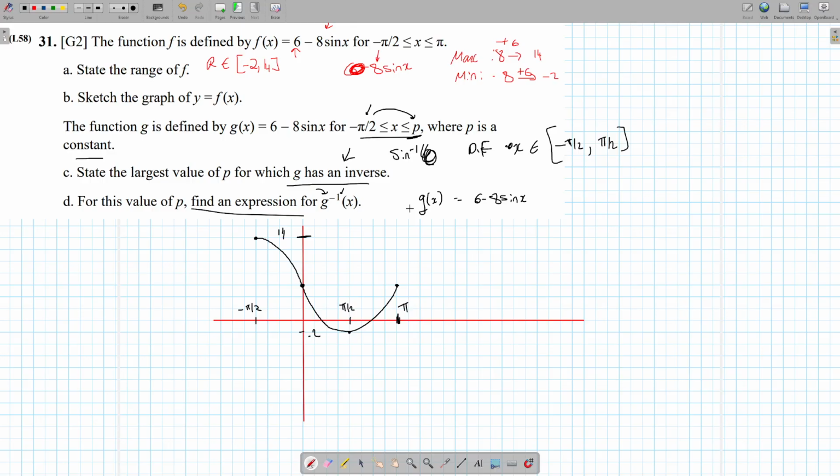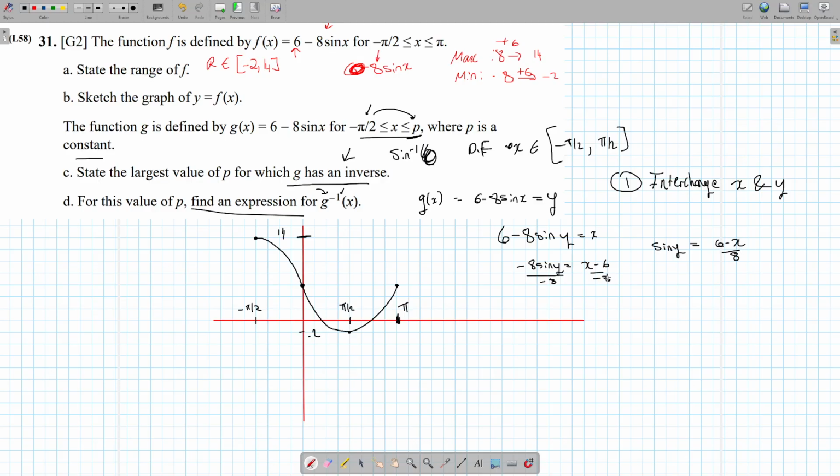You want to find an inverse. How do you find an inverse in math? Remember, the first step to finding an inverse, and this was in grade maybe 9, is you interchange x and y. So you're going to get 6 minus 8 sine y is equal to x. So you're going to get minus 8 sine y is equal to x minus 6. Divide by minus 8. You're going to get sine y is equal to 6 minus x over 8.